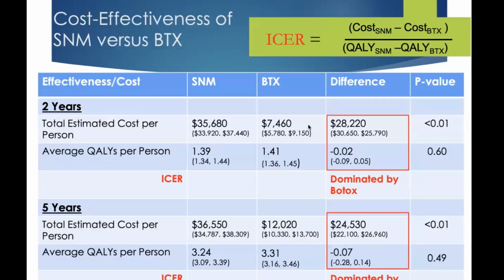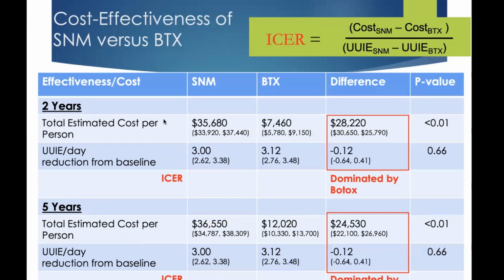So here we had our delta cost at 2 years and delta effects. That's the cost differential. And look, this is sort of the punchline. Look how much it costs for the InterStim because it's done in the OR versus Botox, which is done in the office. So a huge price differential, and that was significant.